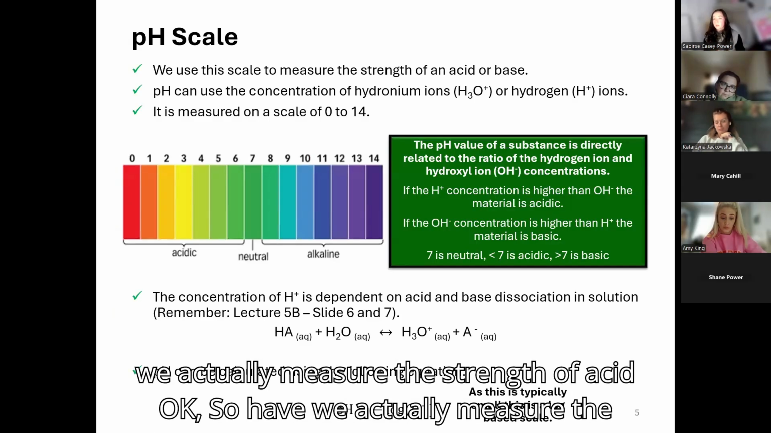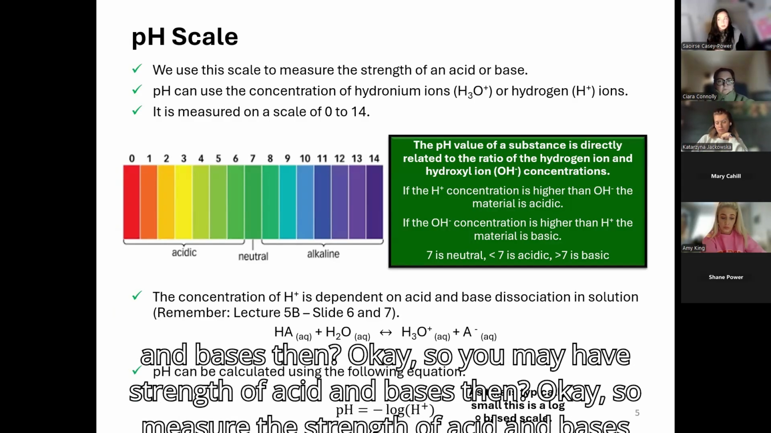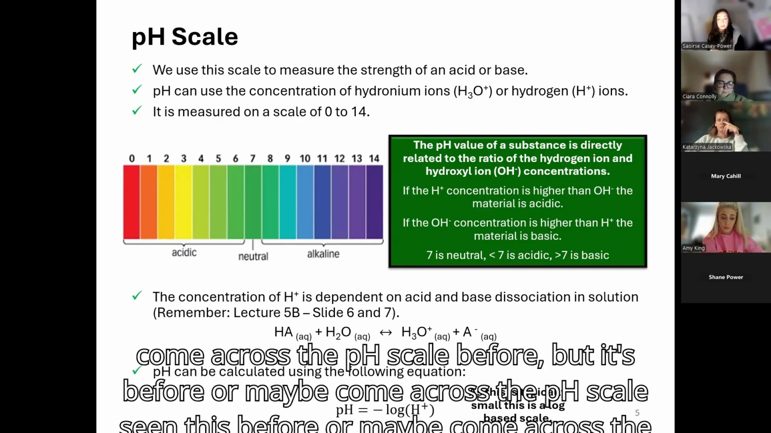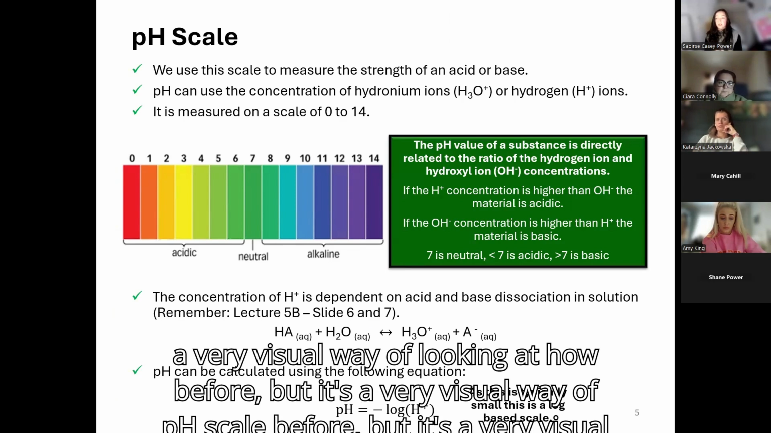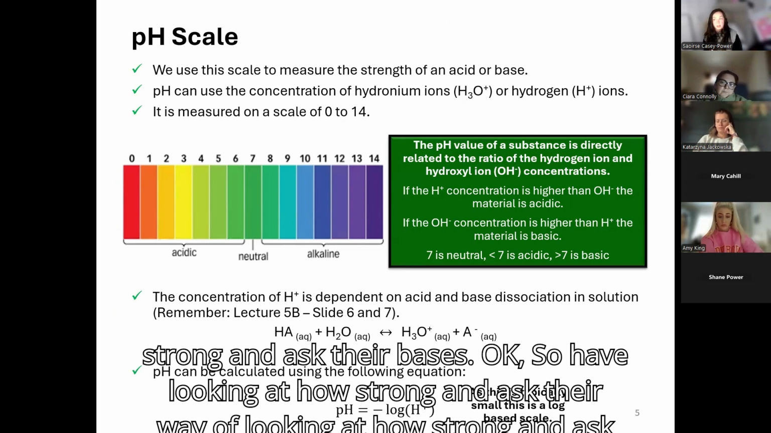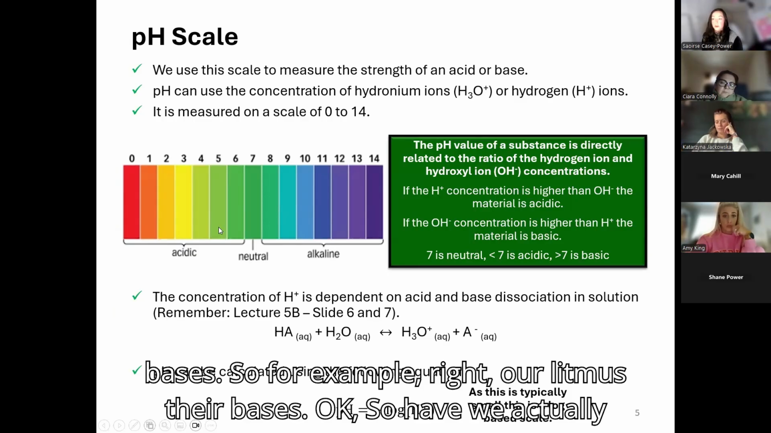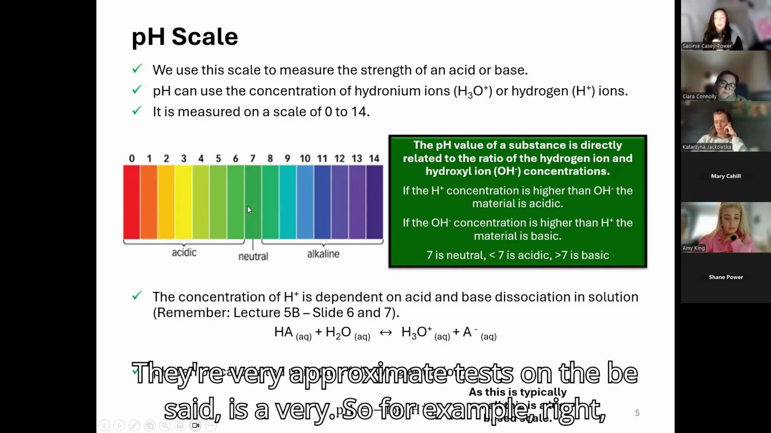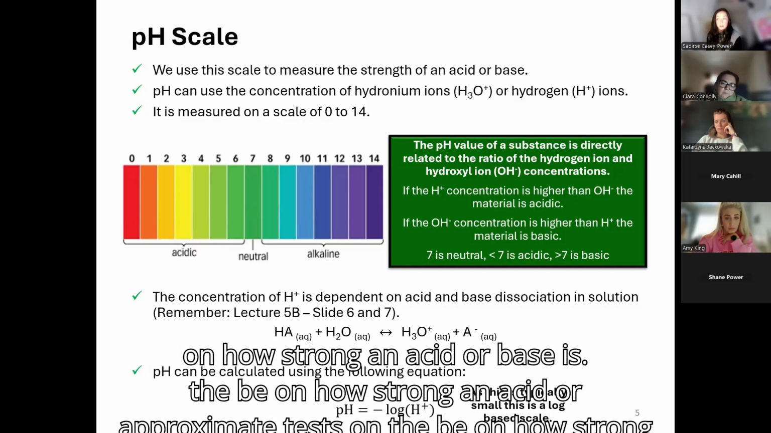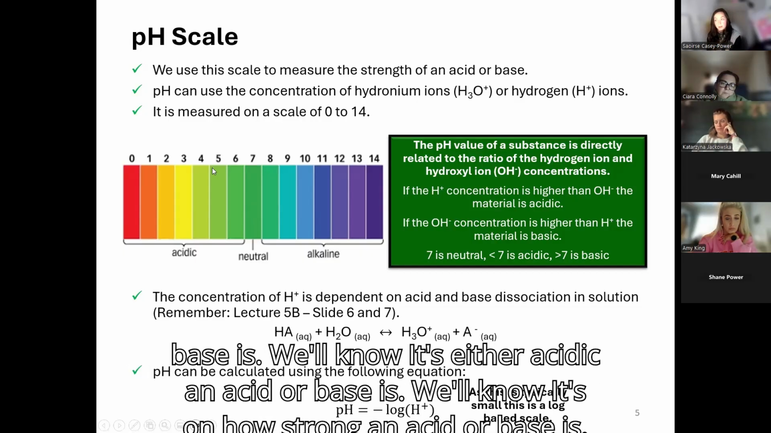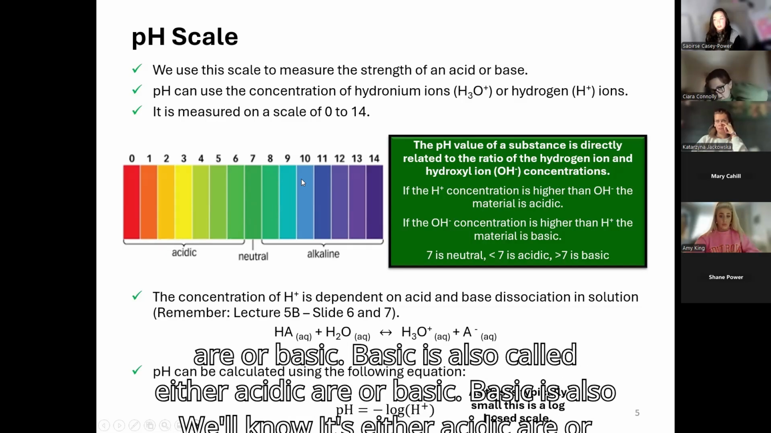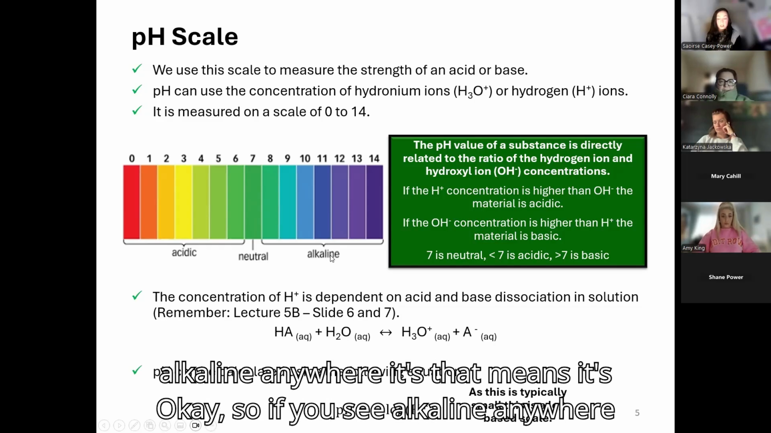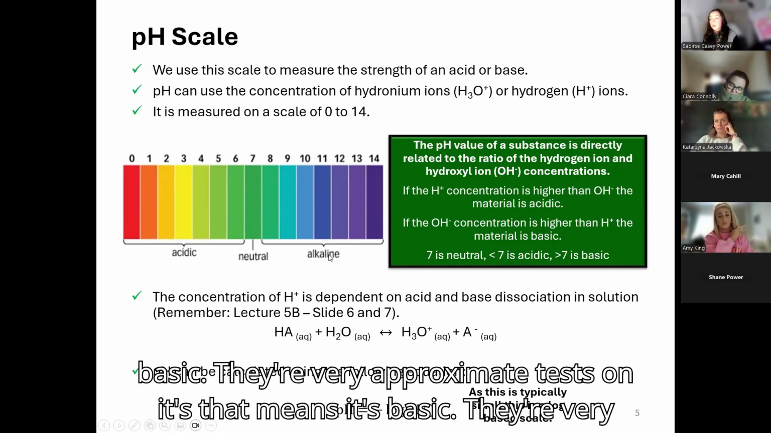So how do we actually measure the strengths of acids and bases? You may have come across the pH scale before, but it's a very visual way of looking at how strong an acid or base is. For example, our litmus paper, like I said, is a very approximate test of how strong an acid or base is. We'll know it's either acidic or basic. Basic is also called alkaline, so if you see alkaline anywhere, that means it's basic.